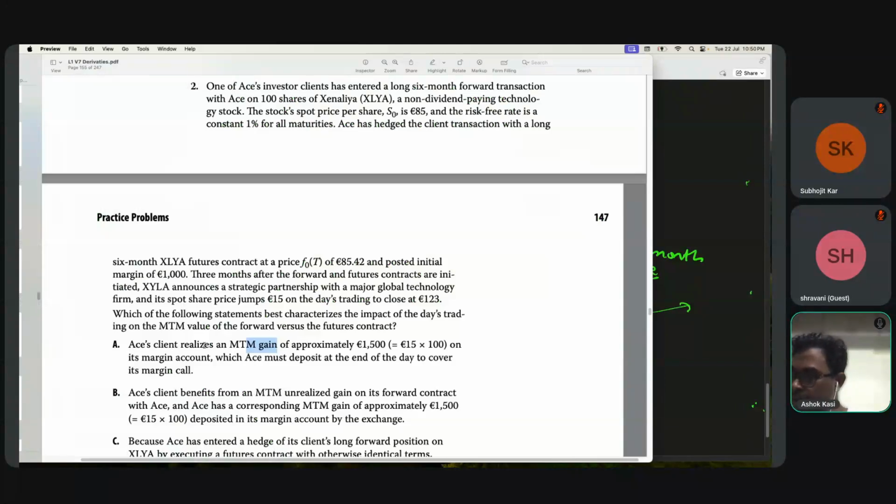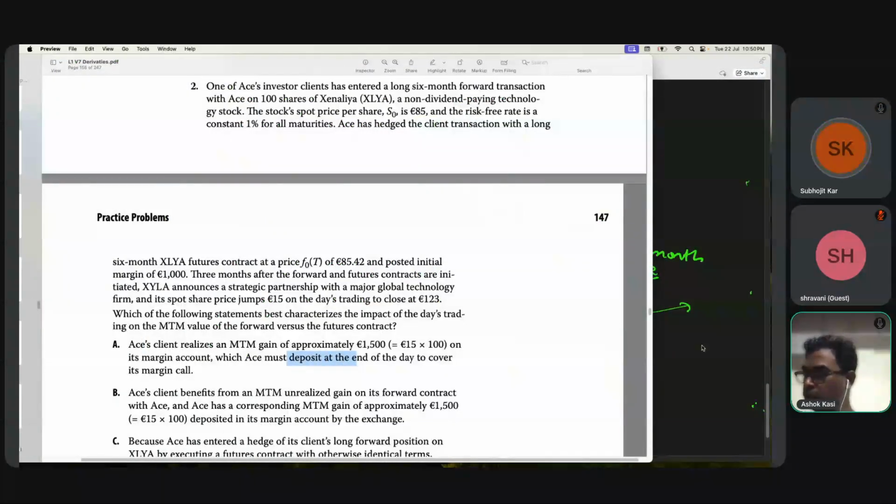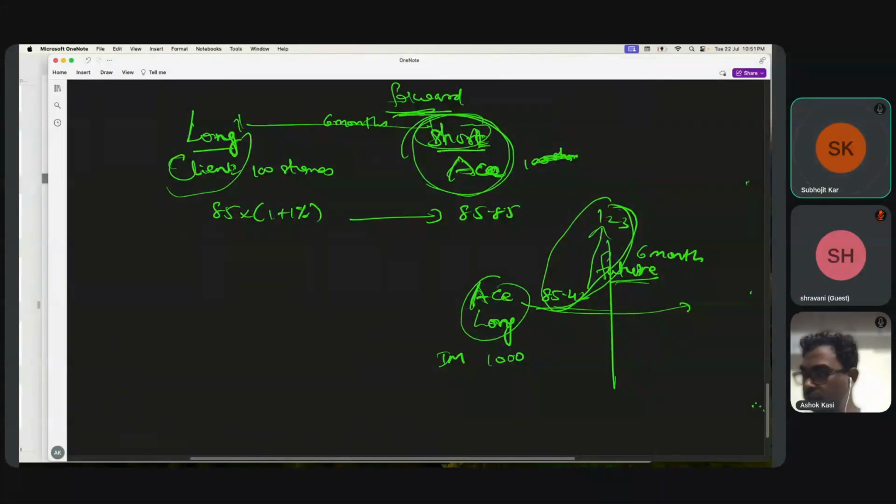So the client realizes an MTM gain of 1500 on the margin account, which ACE must deposit at the end of the day to cover its margin call. But because it is a forward contract, there is no mark to market here. So the first option is not the one, because in a forward contract everything is settled at the end only. In forward contracts we just quote a price, right? That's why there's no MTM in it.